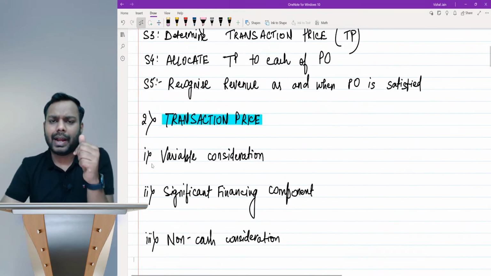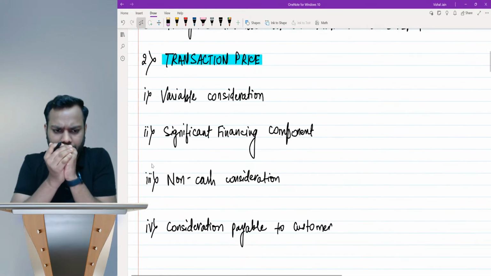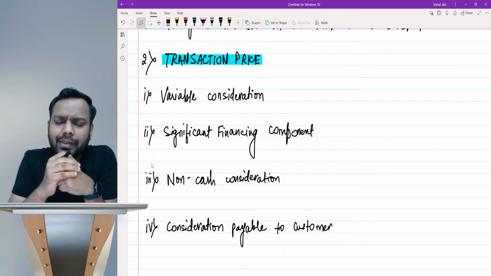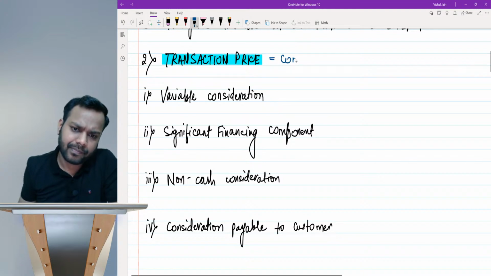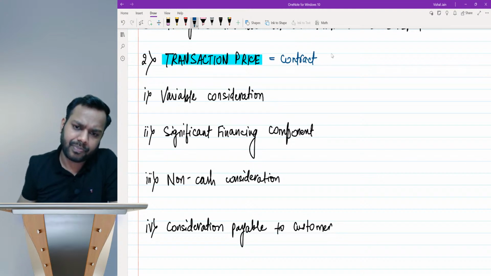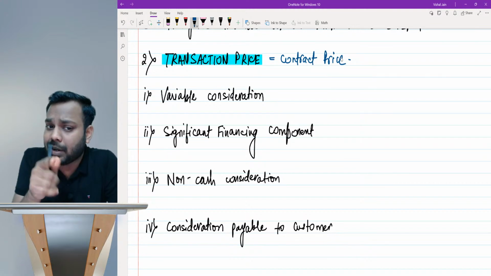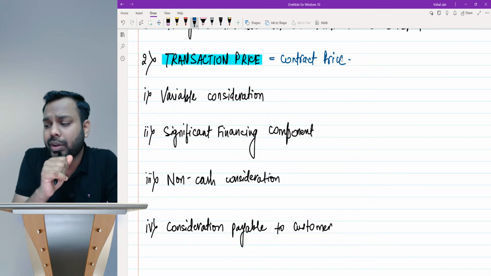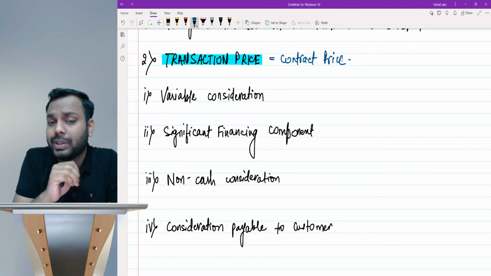See guys, I told you that the transaction price is also called the contract price, right? Now the question comes up: if the contract price is variable, will we include that in the transaction price? The standard says yes, you can include that in the transaction price.